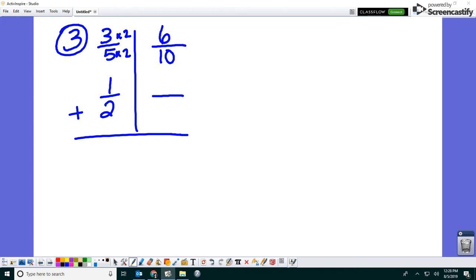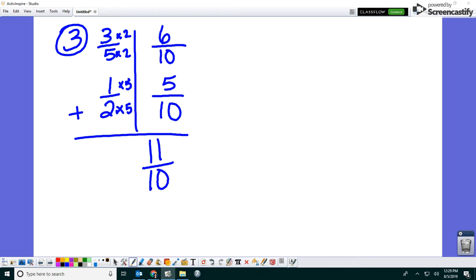My new numerator is 6. On this fraction, however, I'm going to use a multiplier of 5, so I'll end up with 5/10. So now you can see I've got common denominators, so that equals 11/10 because 6 plus 5 equals 11.